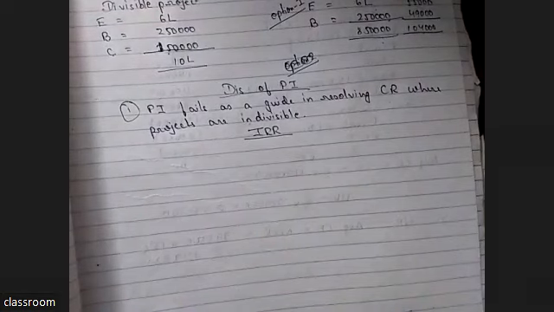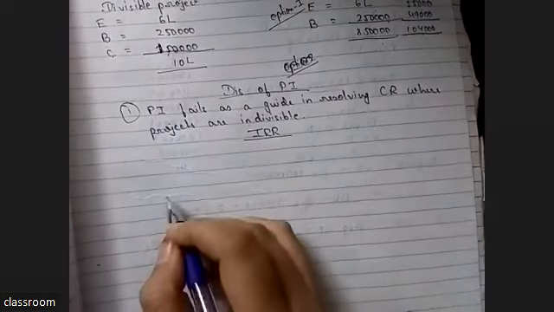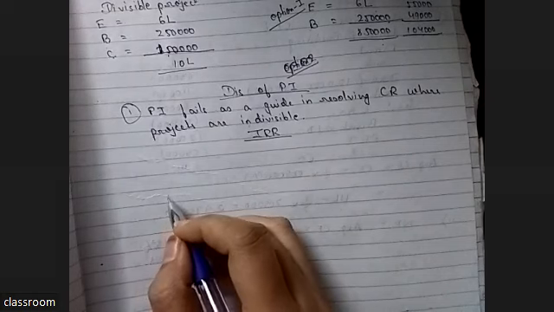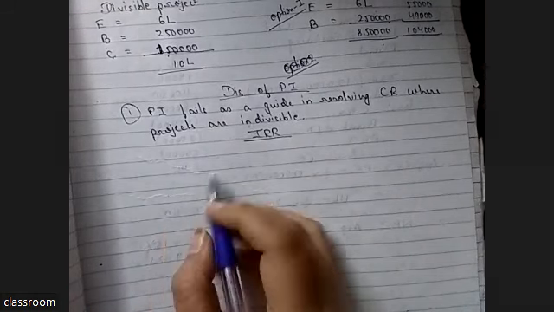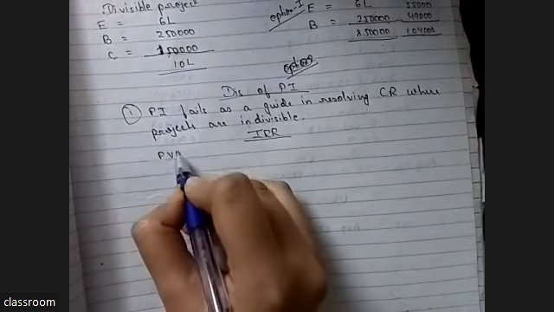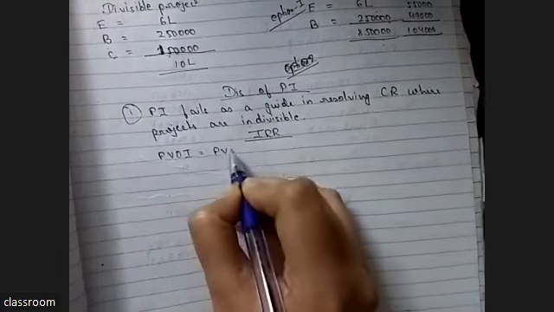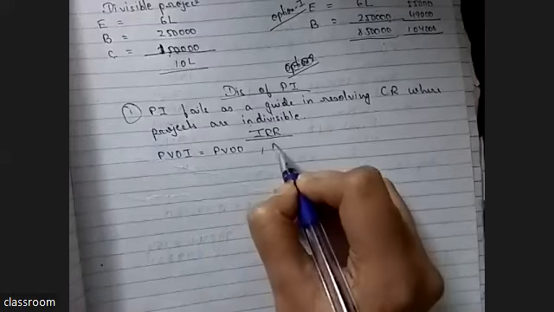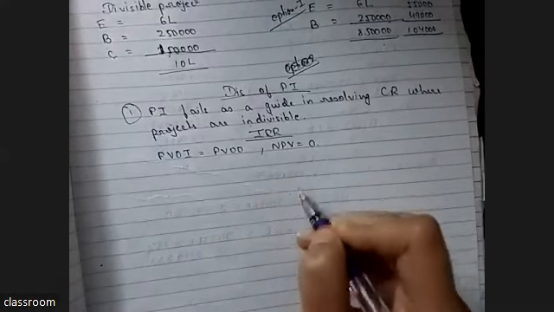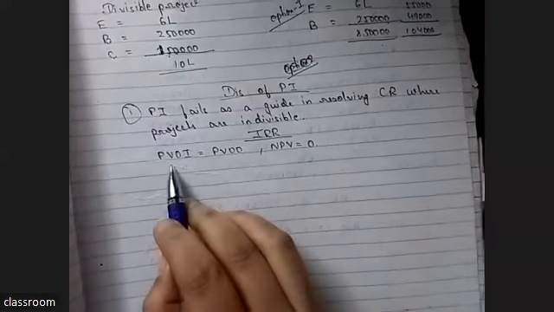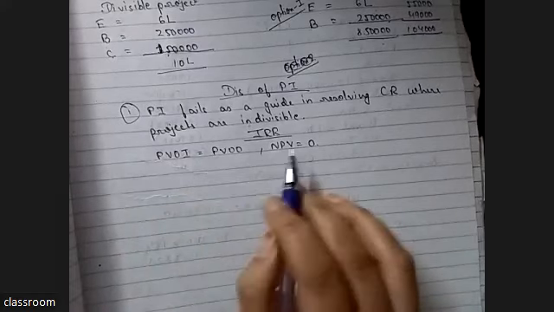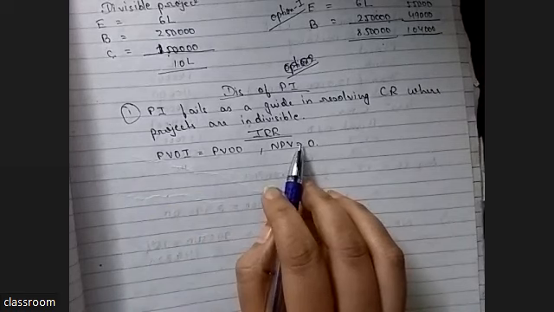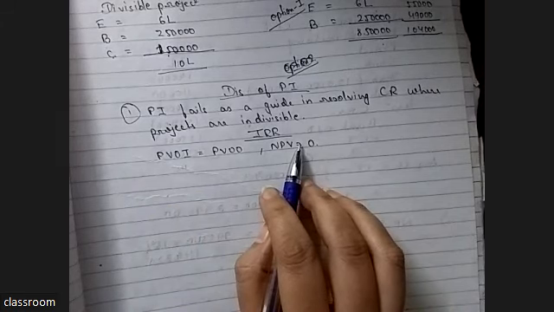IRR means internal rate of return. Again, it considers time value of money because it is a discounting technique. In this case, present value of inflow should be equal to present value of outflow so that NPV is 0, because the NPV formula is present value of inflow minus present value of outflow. If both are 10 lakh, NPV should be 0.